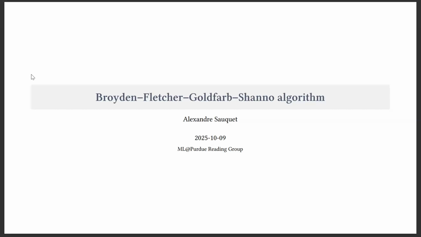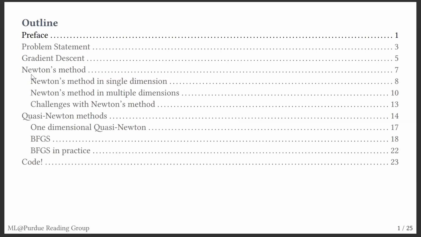Today's topic is BFGS, or the Broyden-Fletcher-Goldfarb-Shanno algorithm, named after the four people who discovered it simultaneously, but separately. And so it was named after all of them. So let's just go through it.